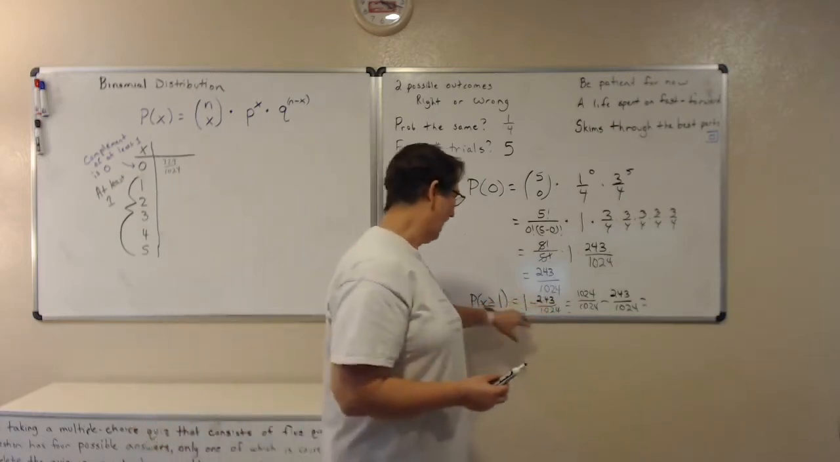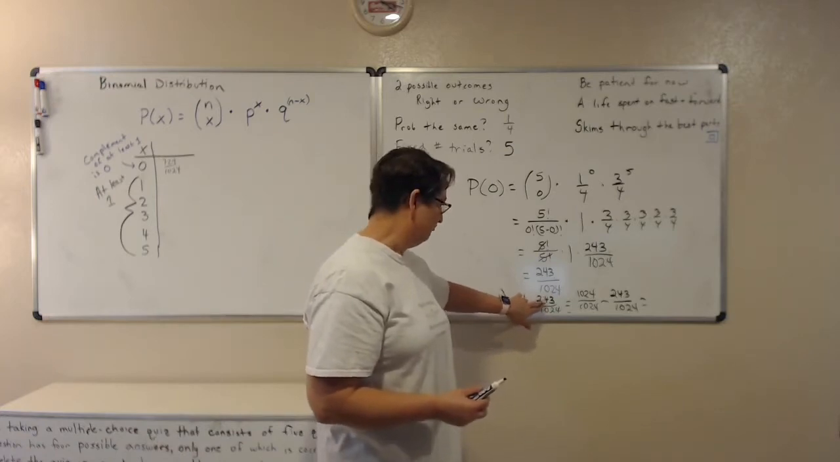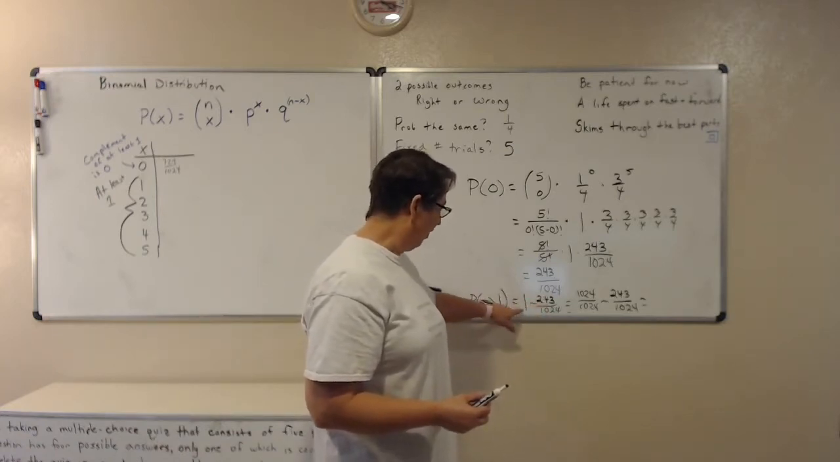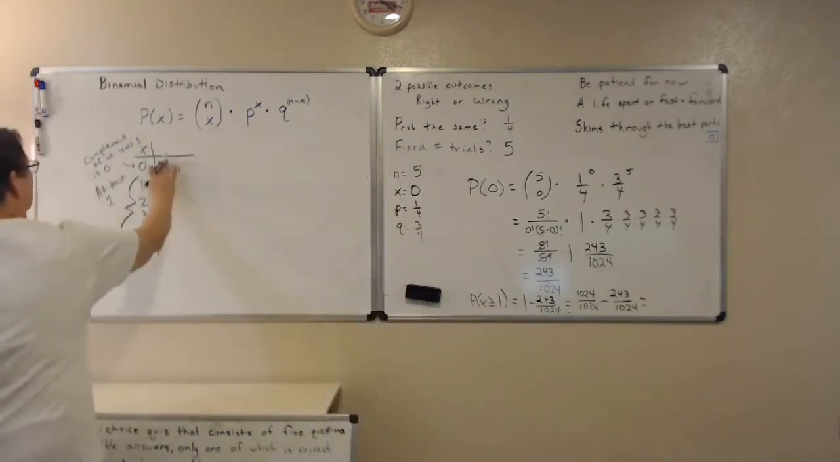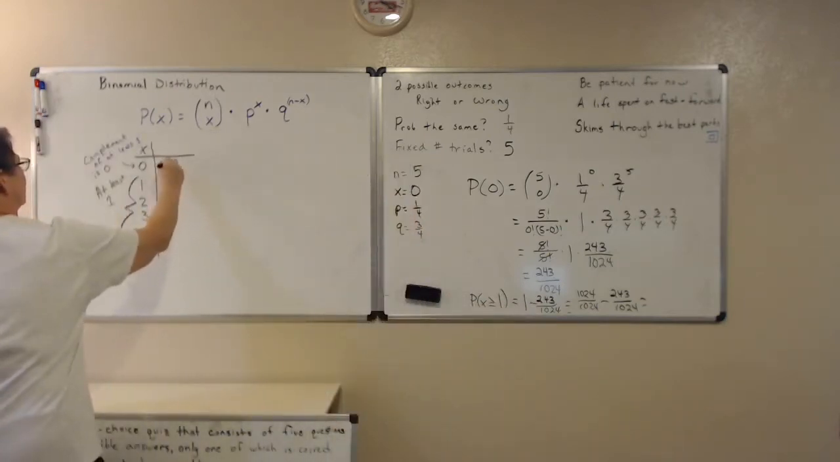Now, I'm going to subtract. So this minus that 243, because I want the probability of the full set minus that. Let's fix it here too. This is wrong too. 243.